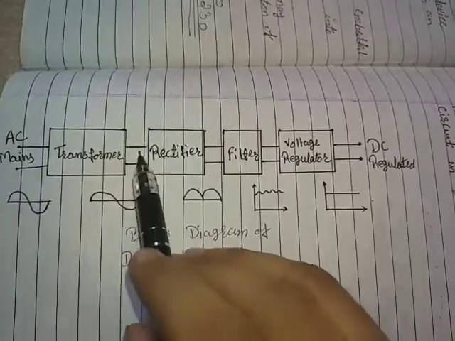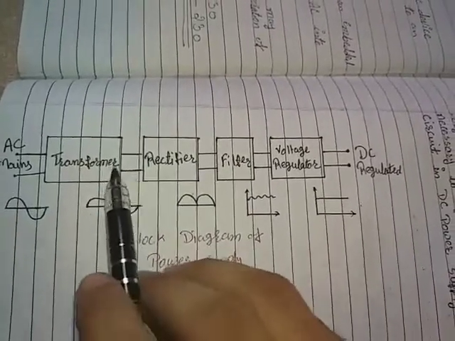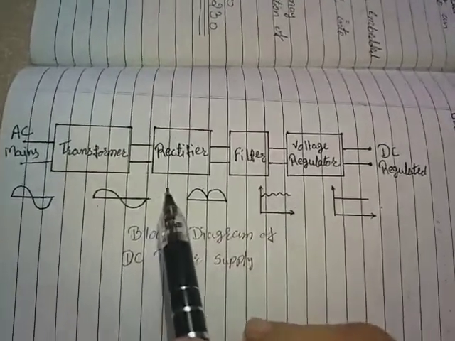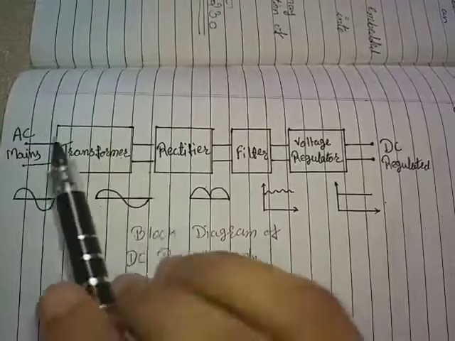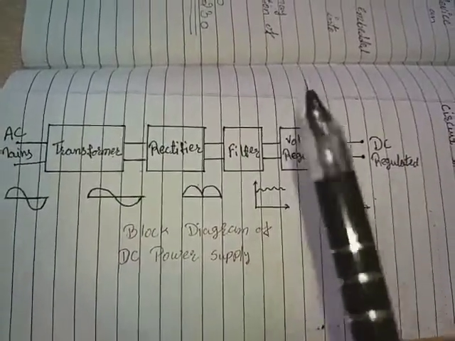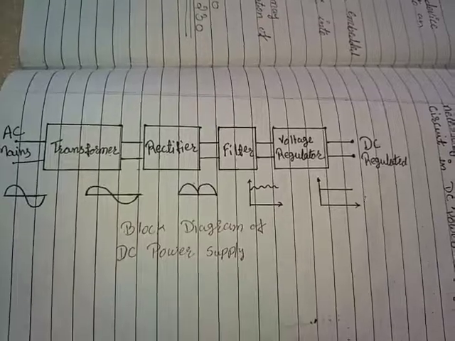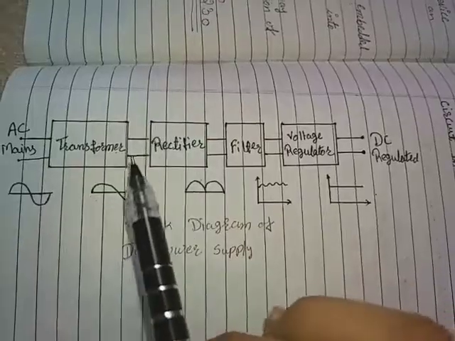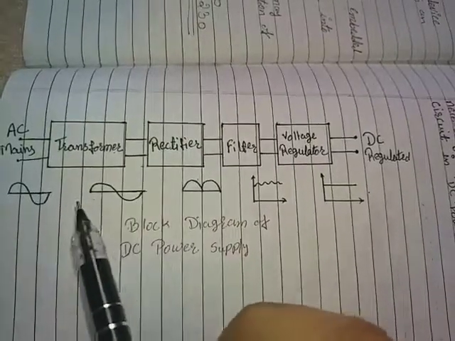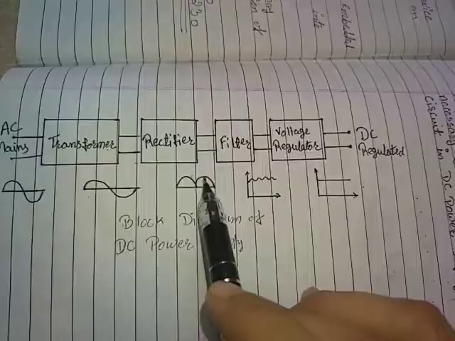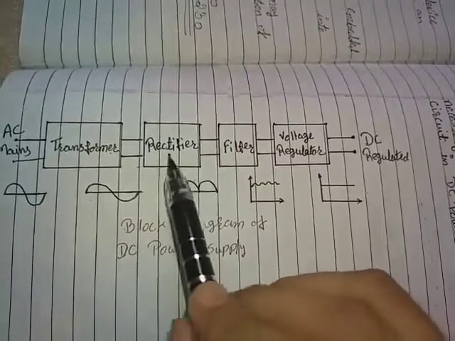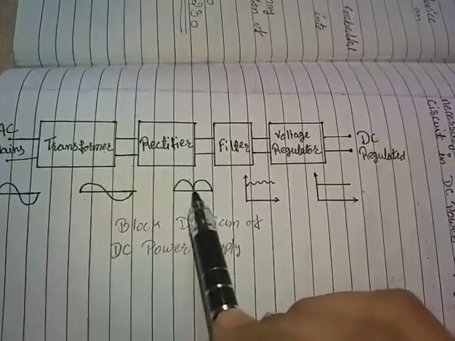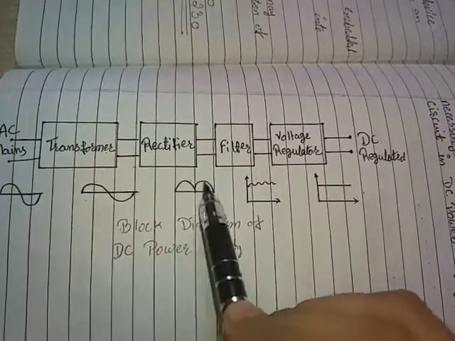Then the output of the transformer is passed to the rectifier. Now, what is a rectifier? A rectifier rectifies. What does it rectify? It converts AC into DC. To convert AC into DC, we are using rectifiers. This rectifier converts the AC, alternating current, into pulsating DC. Rectifier converts AC into pulsating DC. Here it is a DC.